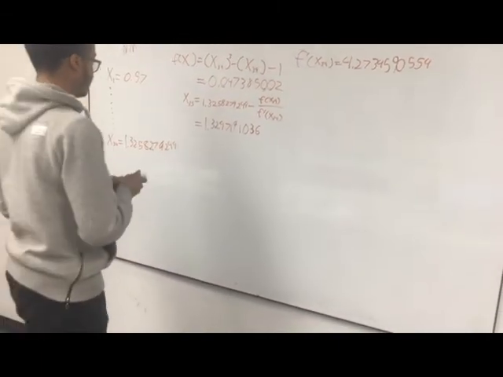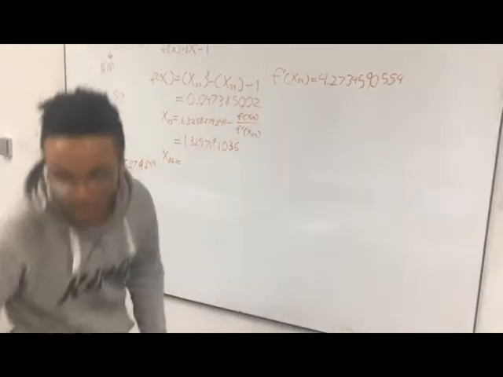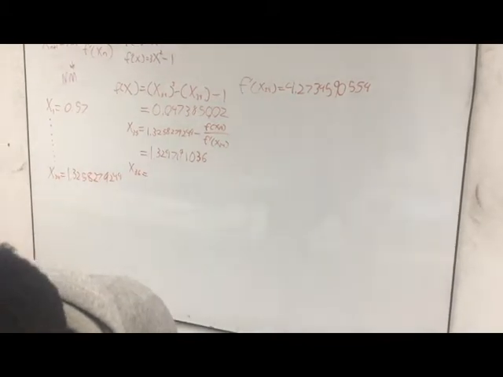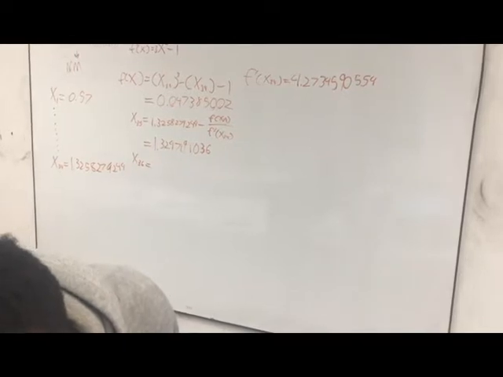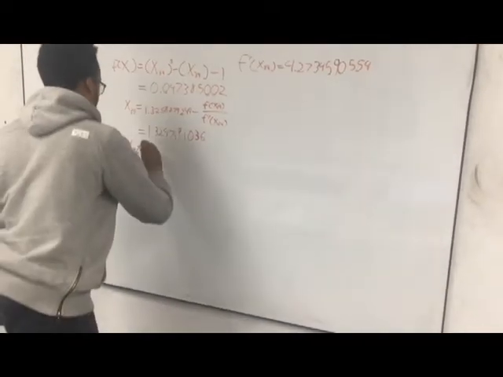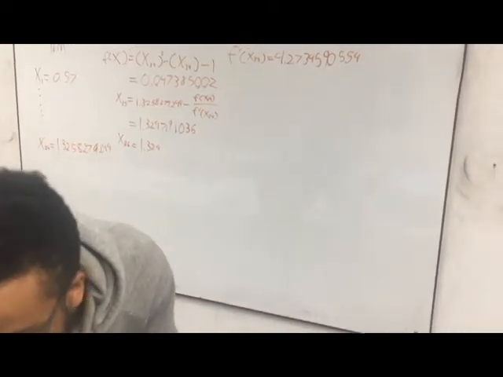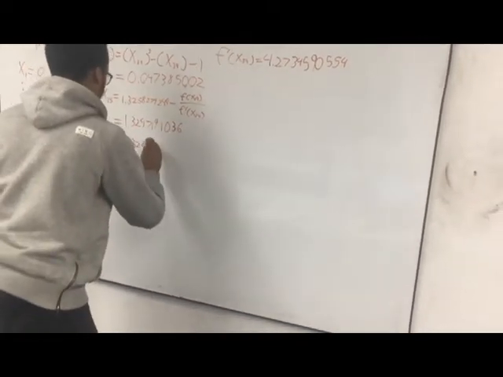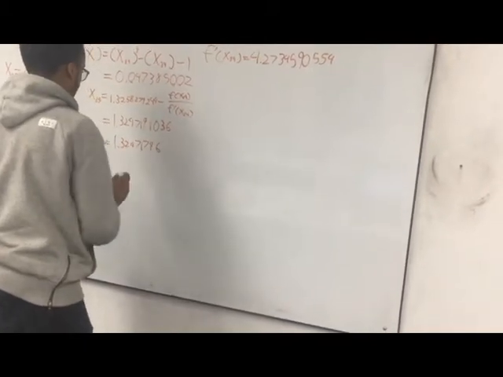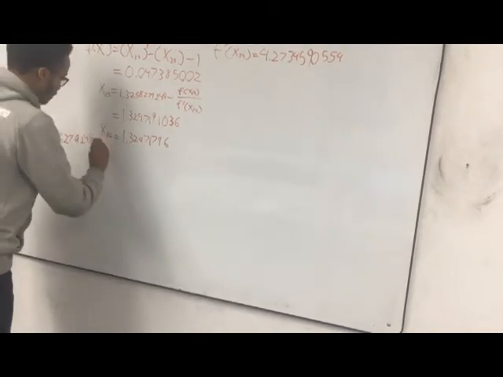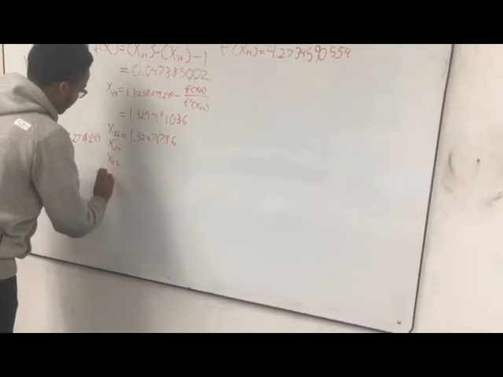And if we were going further, you find that x sub 36 is, let's see, nine six. Same goes for x sub 37, x sub 38, and so on.